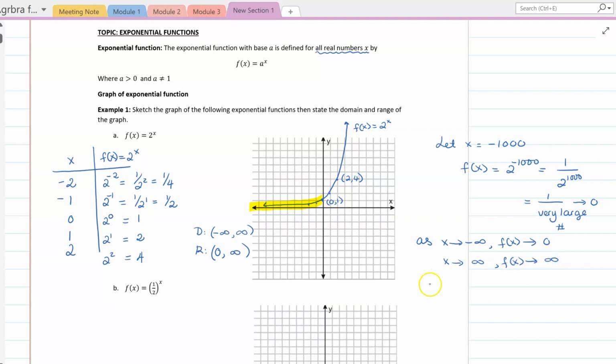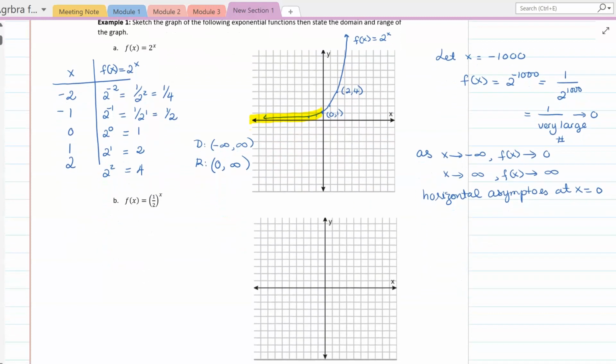So this is telling us we have a horizontal asymptote at y equal to 0. Right? So then the range goes from 0 to infinity.